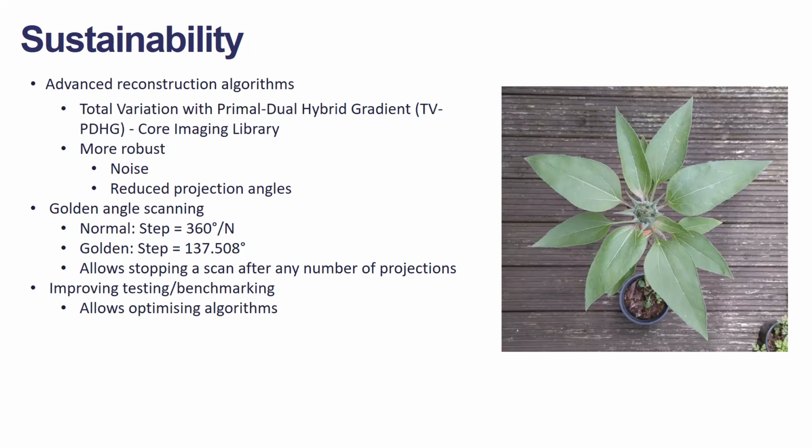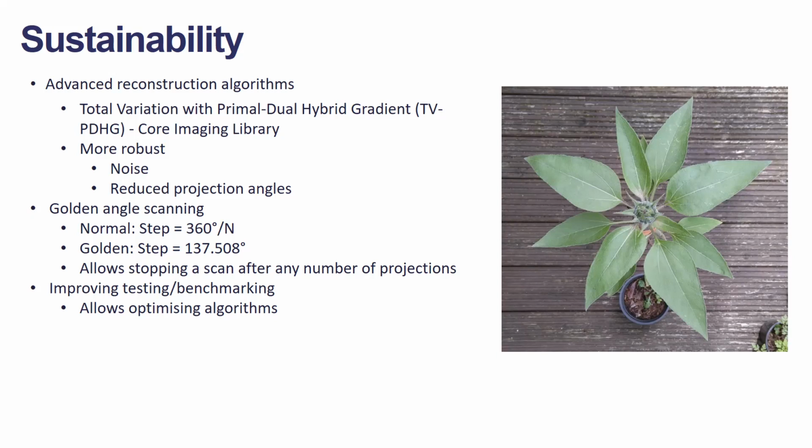So one of them is these new advanced reconstruction algorithms. And because they're more robust to noise and robust to having a reduced set of projection angles, that opens up maybe the possibility of running the actual experiments faster, taking fewer projections, and being able to work with not quite so perfect data sets. Something that ties into that is golden angle scanning.